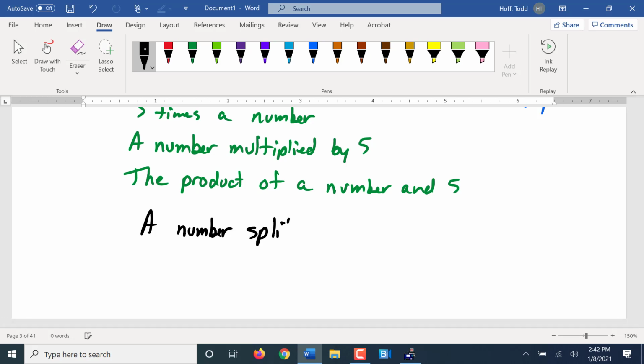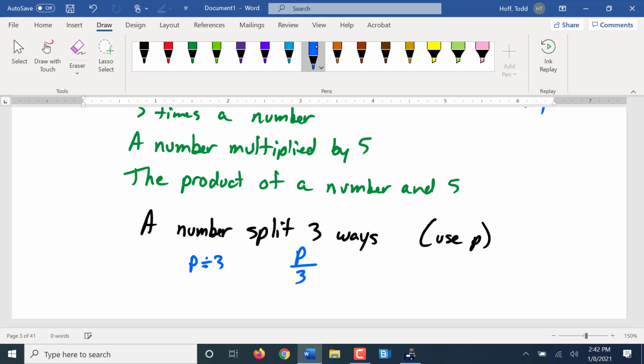If I say we have a number that is split 3 ways, and I tell you to use P for the number, how would we write that out in symbols? P divided by 3, we could use the division symbol like that. P over 3, yes. Perfect. We had mentioned last semester that division and fractions are kind of interchangeable. They're just different ways of writing the same thing. Most of the time in algebra, we actually use that fraction notation just to keep it shorter.